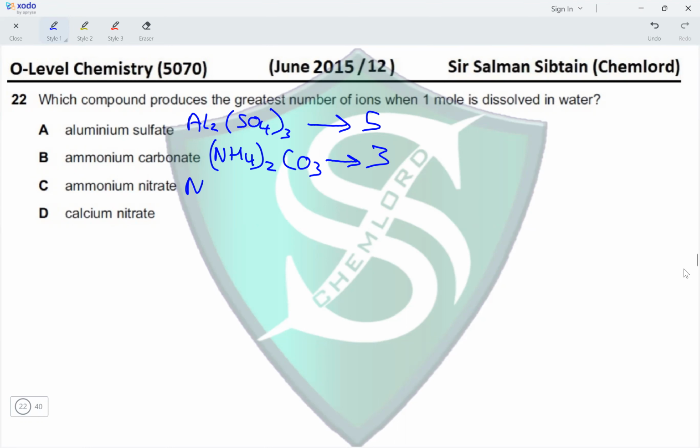Ammonium nitrate, NH4 positive, NO3 negative. 1 mole of each cation and anion, in total 2 moles of ions. And in calcium nitrate, we've got Ca, (NO3)2, 1 mole of cation, 2 moles of anions, in total 3 moles of ions present. So the greatest number of ions present is in aluminum sulfate, which is 5, making option A the correct option for this question.